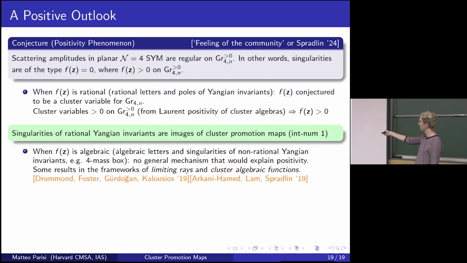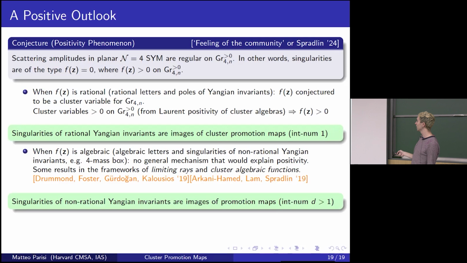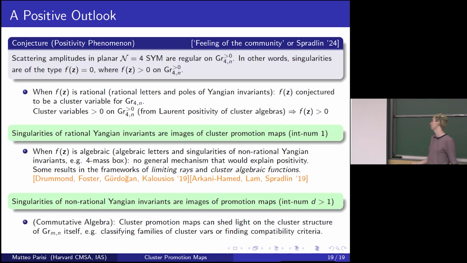But whenever f is algebraic, there is not a general mechanism to explain why they should be positive. There are some works relating to limiting rays and cluster algebraic functions that try to explain this, but in general there is no mechanism to prove that they're positive. And what we show is that the singularities of non-rational Yangian invariants are actually images of some promotion maps. And at least for the case of the 4-mass box, these promotion maps preserve positivity. So there is a kind of way to think about positivity.